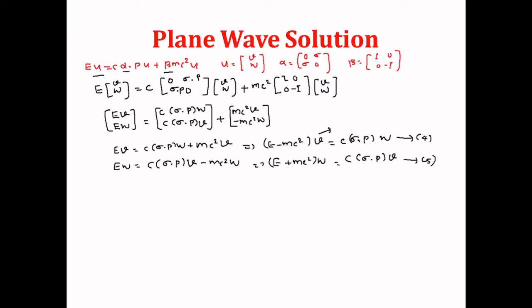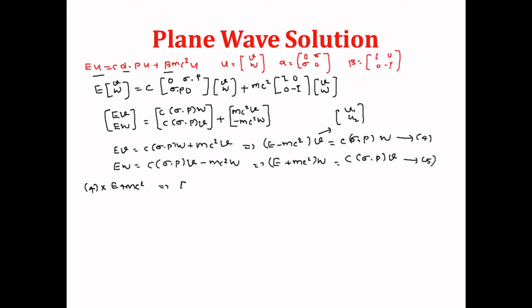But remember, this V is actually U1 U2, and also this sigma is a 2 by 2 matrix. This means each one of these represents two equations, as sigma is a 2 by 2 matrix and V and W are two component column vectors. And to solve these equations, let us multiply equation 4 with E plus mc square.